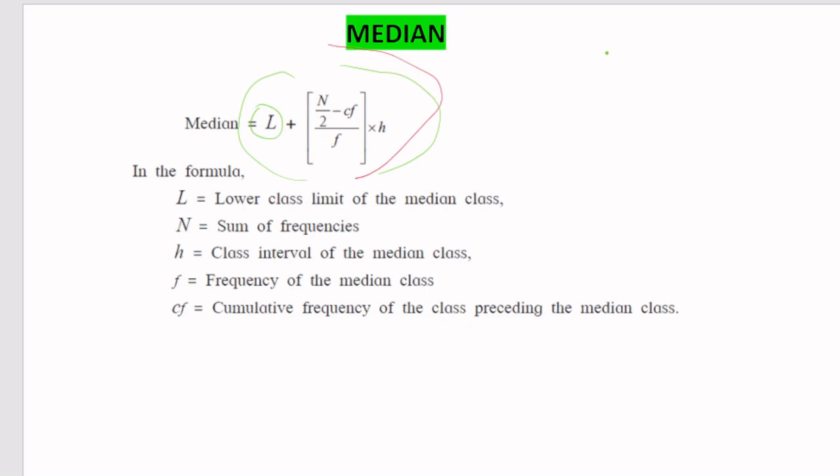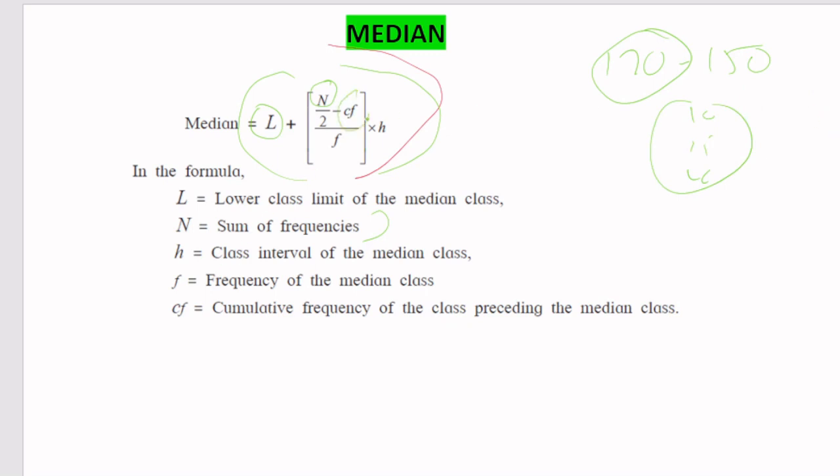For example, if you have the class 120 to 150, then 120 is the lower limit. You will understand when we solve the question. So that is the lower limit, and n is the sum of the frequencies, nothing but the total numbers in that list. So n is the sum of the frequencies. For example, you have 10, 15, 20, so many frequencies, you add them and that becomes your n.